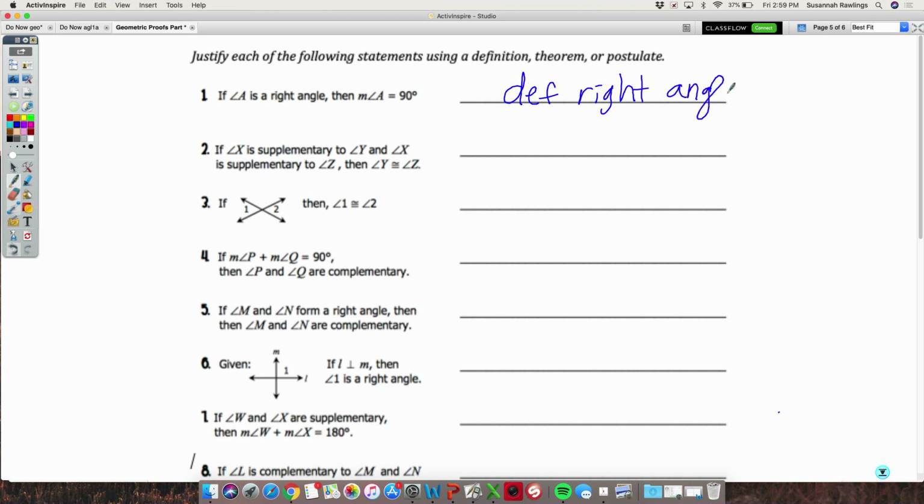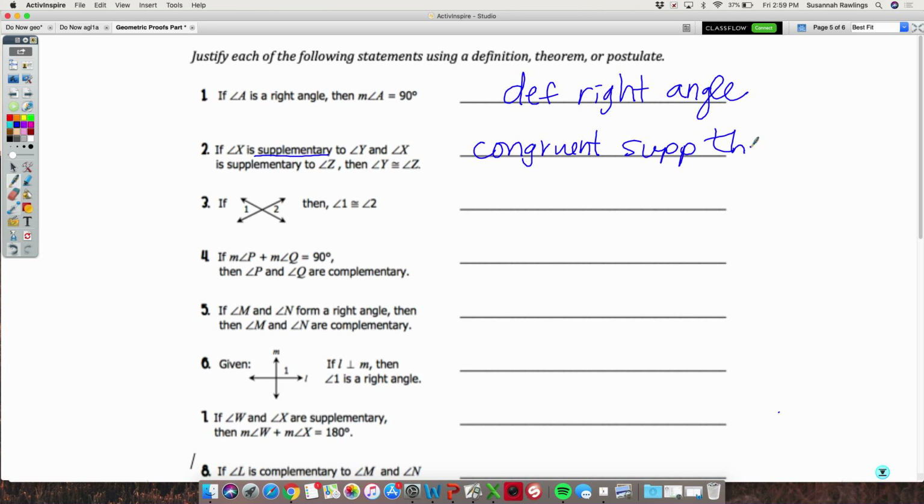Okay, number 2 is just matching it to the correct one. These are a little weird, but this was the congruent supplement theorem. We don't see this one a ton, so I'm not super concerned with you memorizing that one.